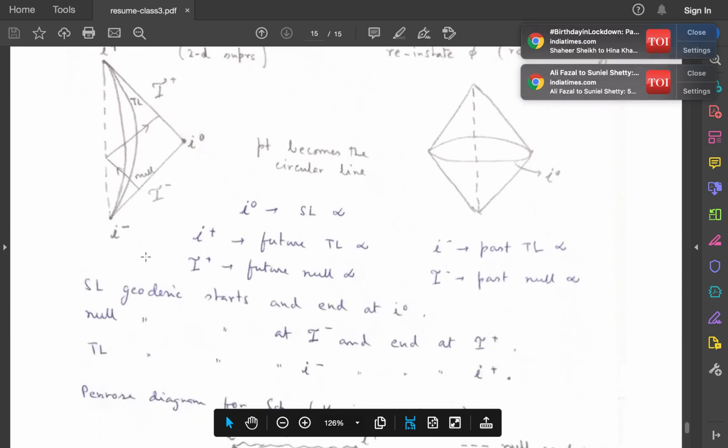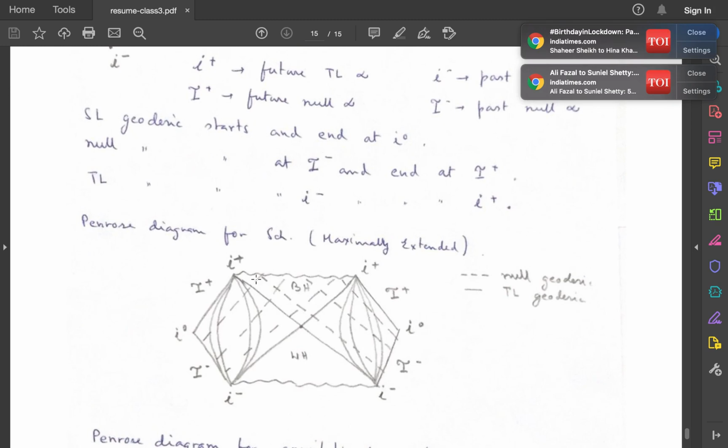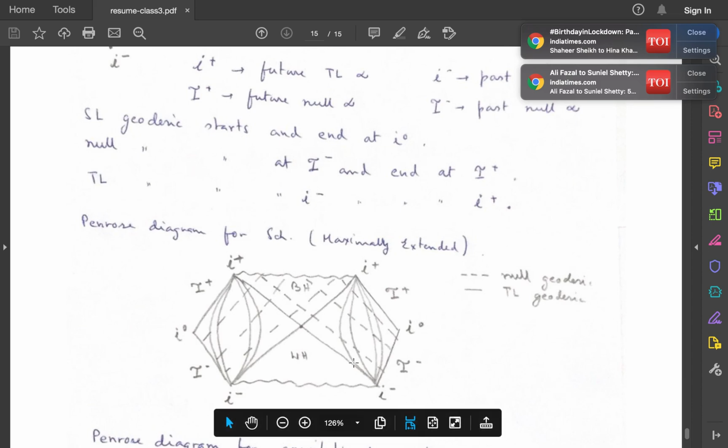Next, we can also draw the spacetime diagram for the Schwarzschild metric, that is the maximal extension, the Kruskal coordinates. This is a homework: try plotting the Penrose diagram for the Schwarzschild metric. If you do it correctly, you will get this type of diagram.